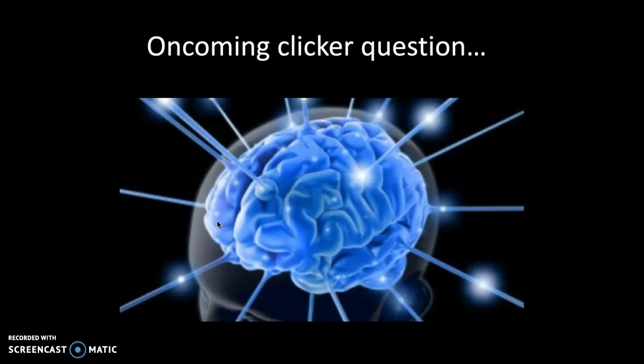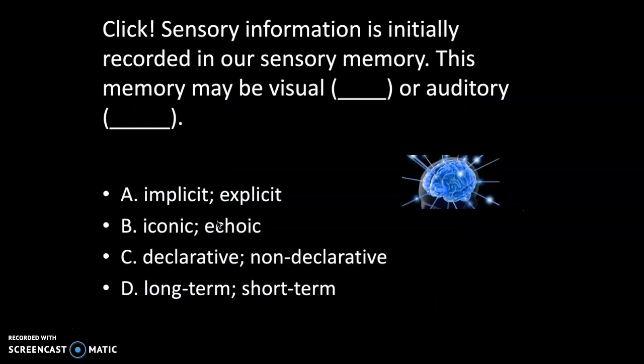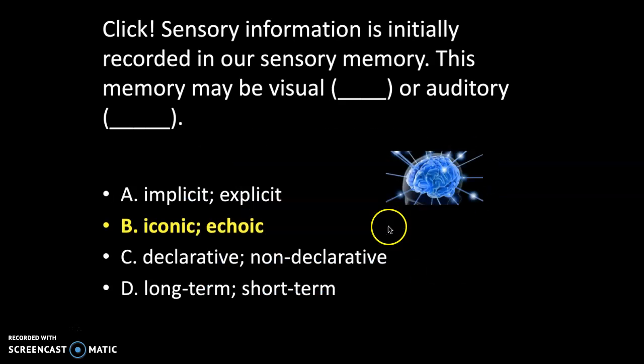Okay, welcome back. I warn you about a non-clumping clicker question. So, sensory information is initially recorded in our sensory memory. This memory may be visual, which is called this, or auditory, which is called this. Which answer do you think it is? Okay, hopefully you got iconic and echoic, and you would be happy to celebrate that you just earned yourself 5 points.